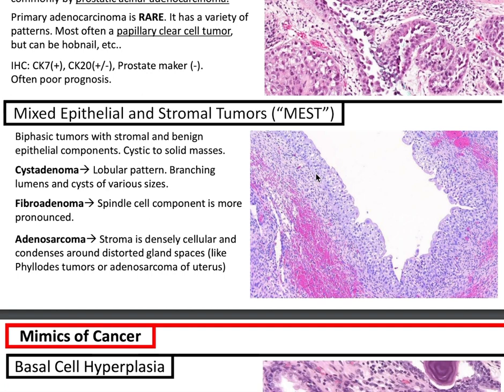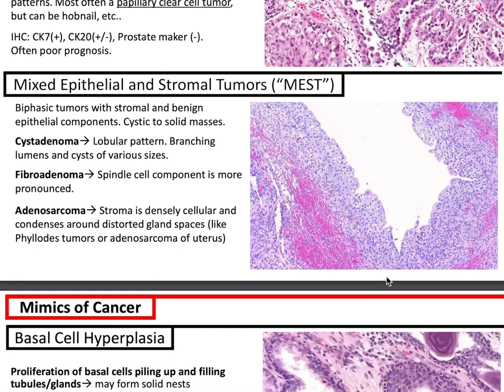MEST, or mixed epithelial and stromal tumors. This is a biphasic tumor with stromal and benign epithelial components. It can be cystic to solid. You can have a cystadenoma, which has a lobular pattern. You can have branching lumens and cysts of various sizes. Fibroadenoma is where the spindle cell component is more pronounced. Adenosarcoma is where the stroma is densely cellular and condenses around distorted gland spaces, like a phyllodes tumor or adenosarcoma of the uterus.